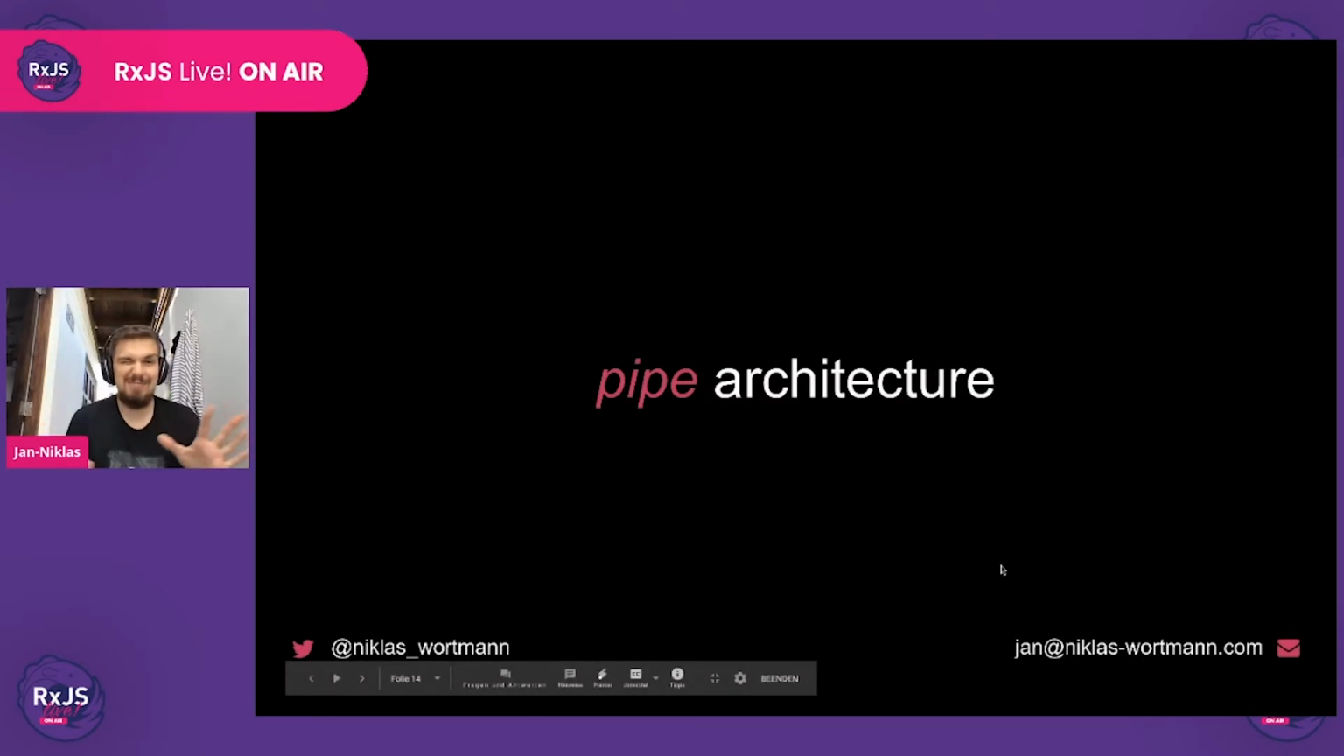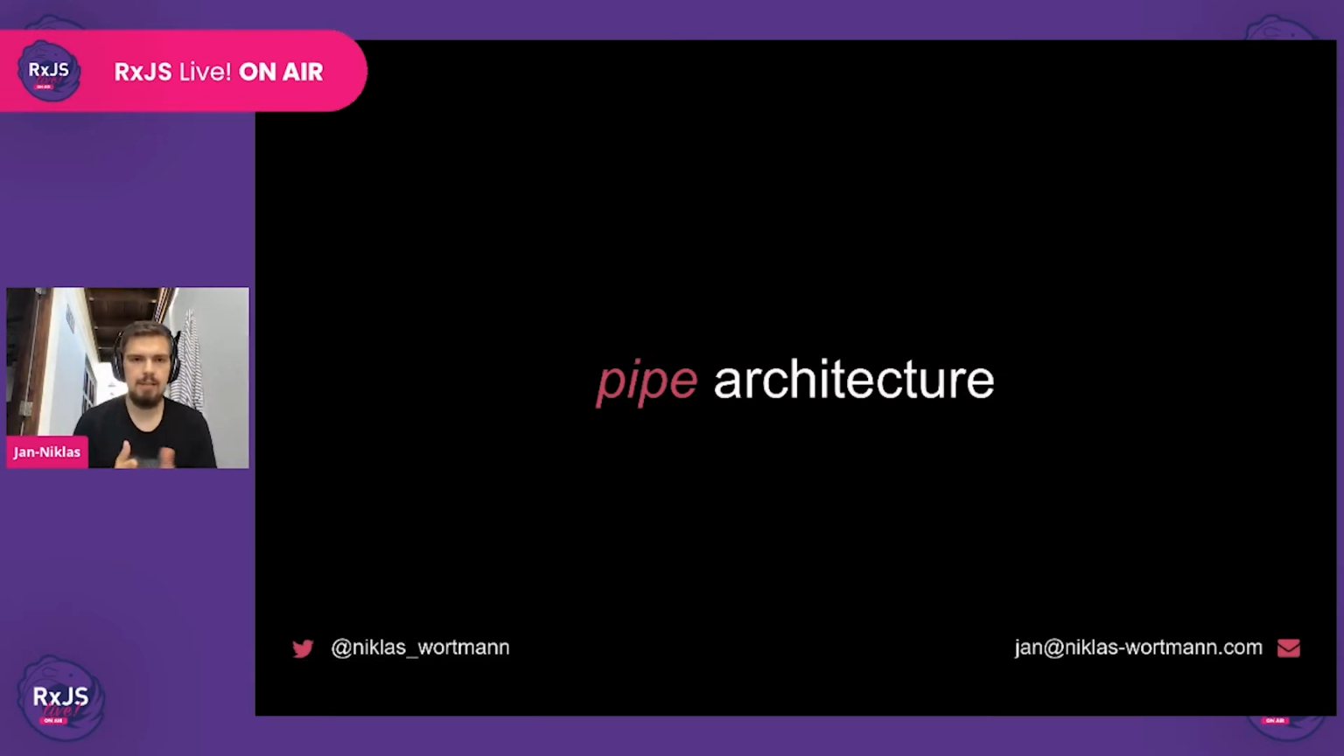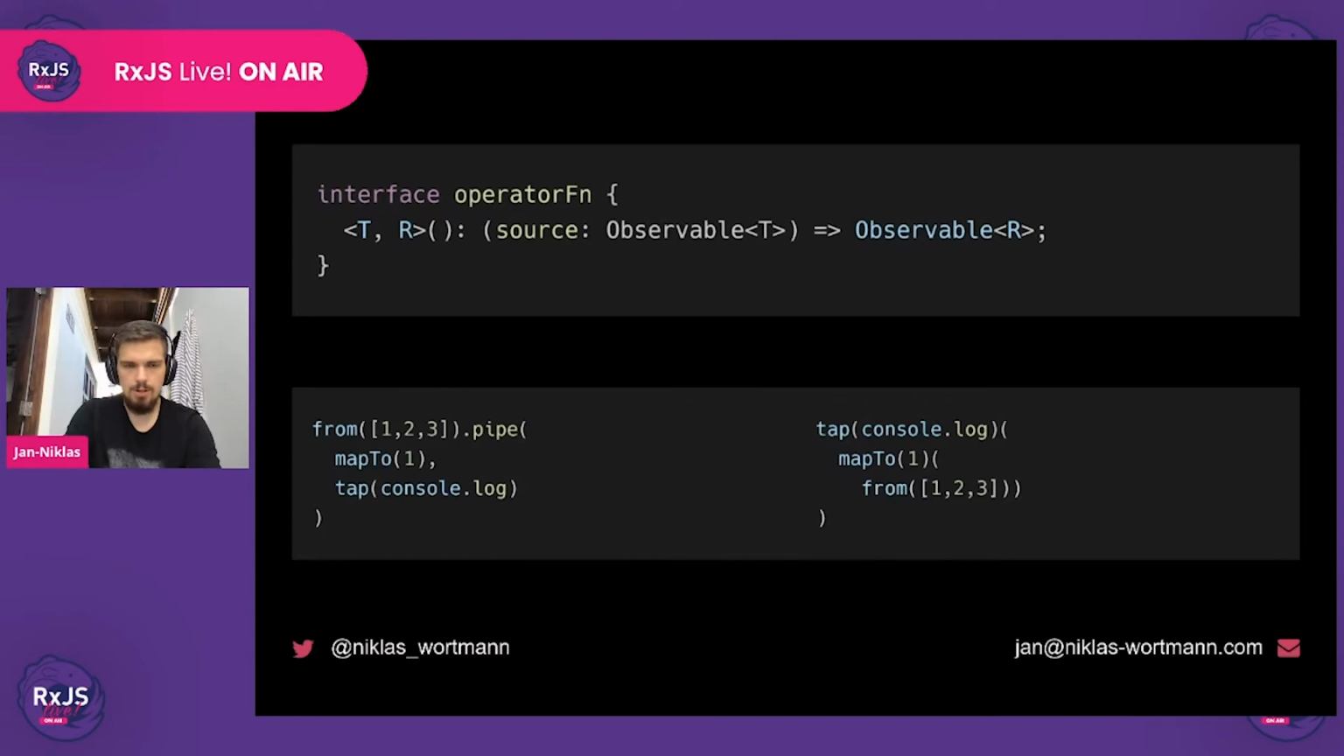With RxJS 5.5, we introduced the pipe architecture. And now that we handled all the basic concepts of operators on a high level, I want to talk about code again. So we remember the operator function looks like this. We take a function taking a source observable and returning another observable. If we think about that, this means that we can always apply the source observable to every operator.